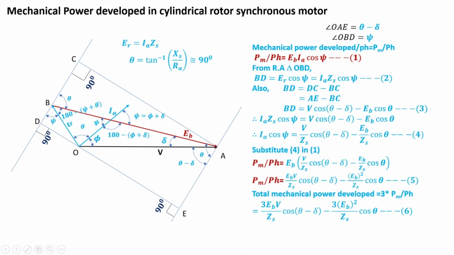Now if we are neglecting armature resistance, we can see that the same expression which we derived in earlier case is obtained. As armature resistance is 0, tan inverse XS by RA becomes 90 degree. As theta is equal to 90 degree, this part is not available and this becomes 90 degree. So the expression becomes 3 EB V by XS into sine delta. This was the expression which we derived from earlier case corresponding to lagging power factor condition.